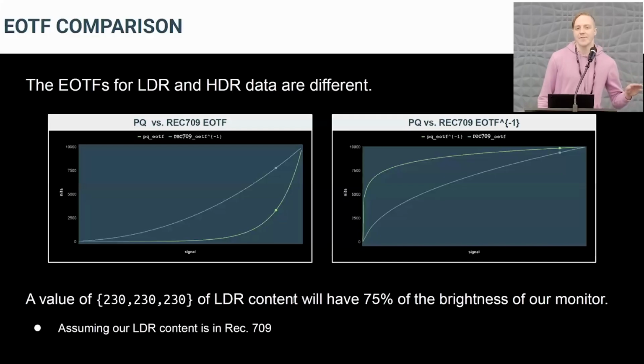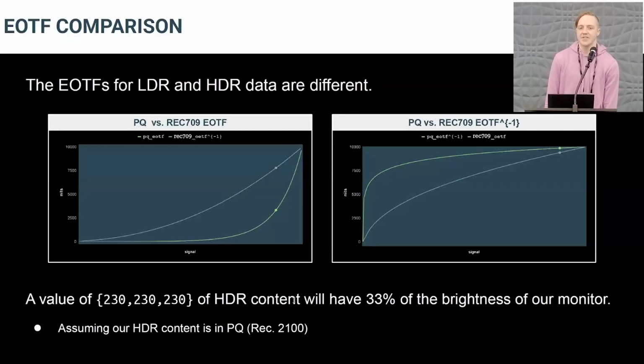So I want to drive home that LDR and HDR are just 100% incompatible with each other. And this should be visible to anybody simply by viewing these graphs of the EOTFs. A value of 230 for our EOTF used in Recommendation 709, which is the standard LDR color volume, will be about 75% of the brightness of your monitor, but the same value in PQ will be 33% of the brightness of your monitor. So this is a massive difference. And if you attempt to render HDR content as LDR and vice versa, you should expect a surplus of banding and all these other terrible image artifacts.